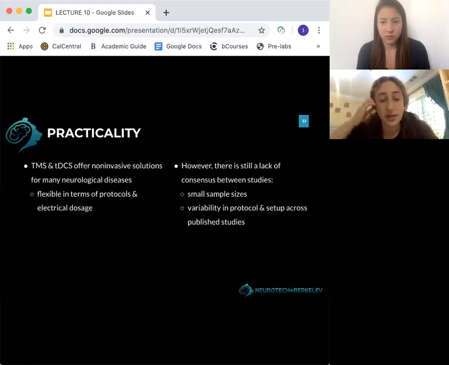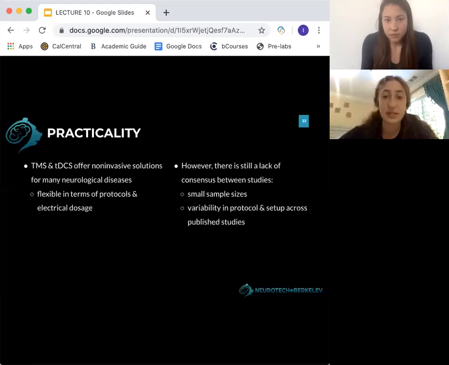Now, how practical are these methods, TMS and TDCS, for treating these neurological diseases? While they do have very promising futures and we see a lot of potential with them, we come across a few obstacles in application. There is a lot of flexibility in protocol, which can be a good thing, but it can also lead to a lack of standard protocol in numerous studies. Because there is this lack of consistency and consensus within TMS and TDCS studies, which include small sample sizes and varying protocol setups, it is much more difficult to decide on the most effective design for a given experiment.